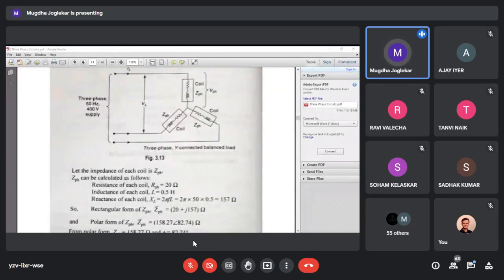Yes, I think everybody got the message from Tanvi that I'm taking two continuous lectures today till 1 o'clock, and then Sunanda ma'am's lecture will be in the afternoon from 2 to 3. So ma'am will take from 2 to 3.